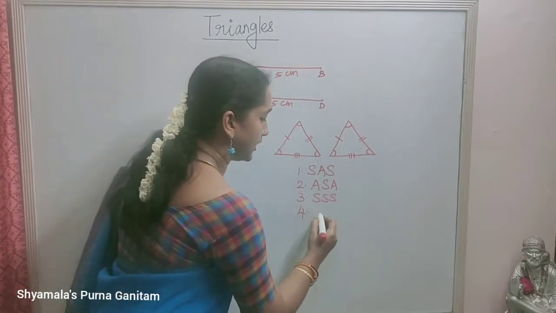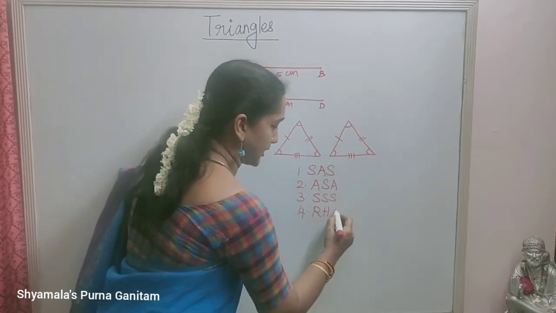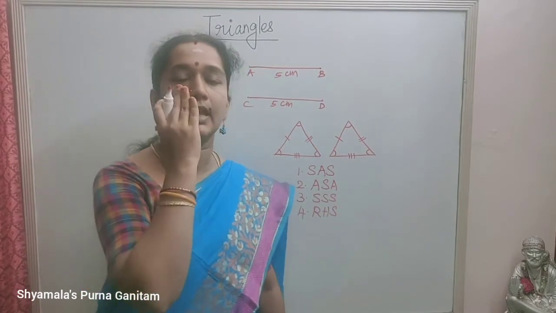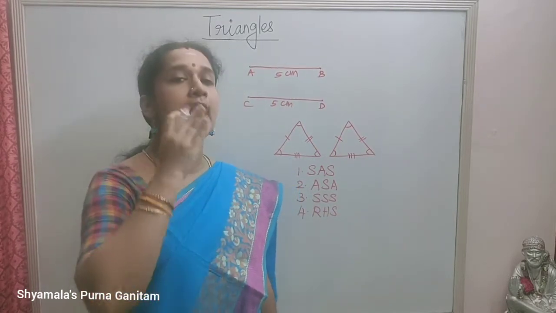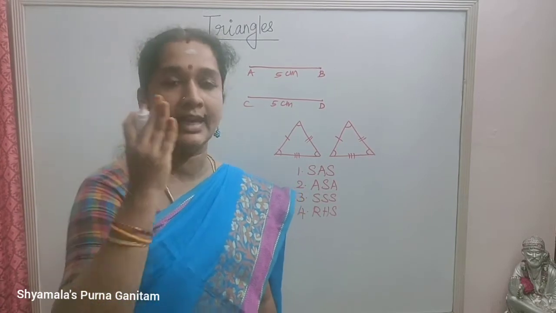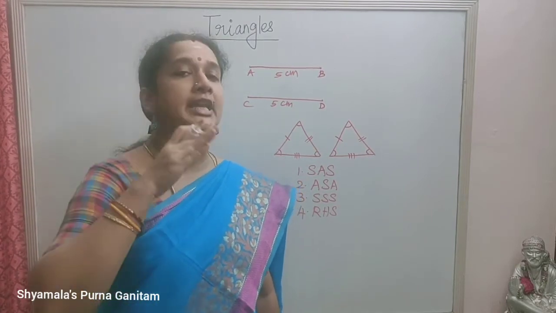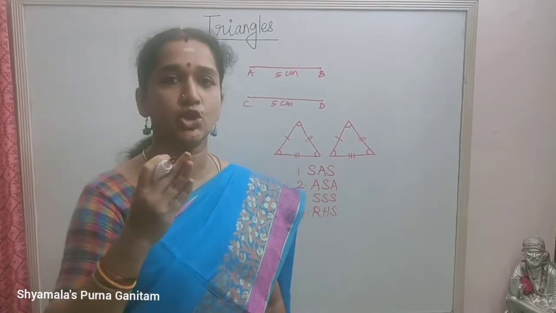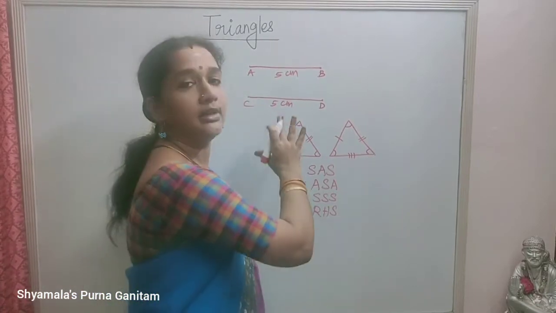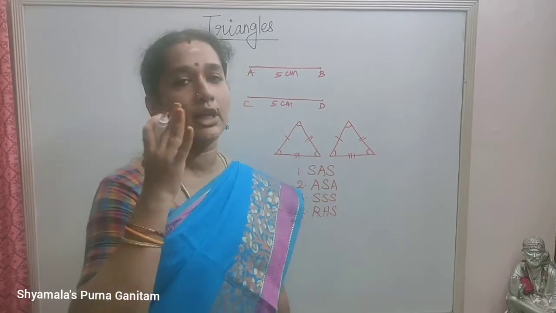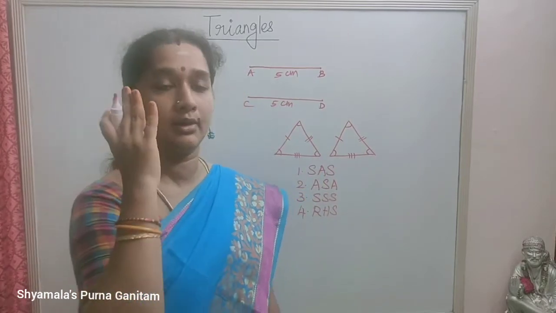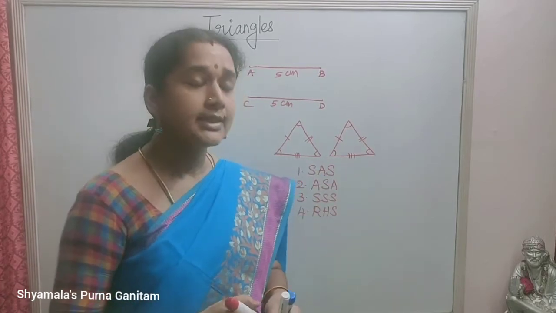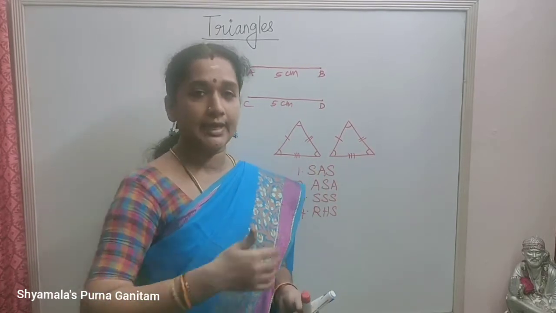Then the fourth one is RHS congruence, that is in a right angle triangle, the angle should be 90 degree and the hypotenuse length should be equal, and any one of the sides of the right angle triangle should be equal. So all these are 4 types of congruent triangles we have studied in lower classes. So now we will go to the exercises.